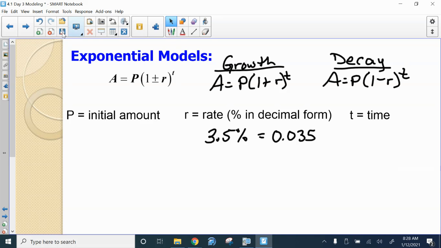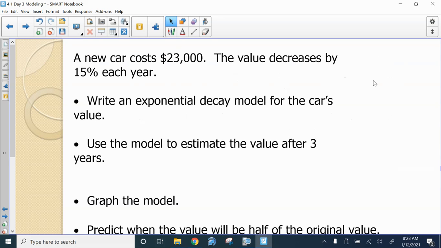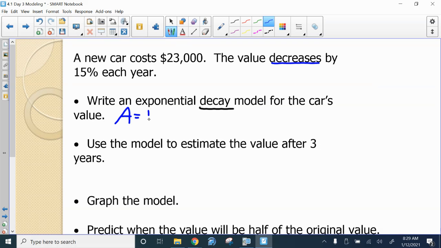All right, so let's take a look. It says on our first example, a new car costs $23,000. The value decreases by 15% each year. And it says write an exponential decay model for the car's value. So the generic model, it's decay. So we're already telling you to do a decay problem. They also told us that the value is decreasing. So that's our other hint that this is a decay model. So the generic model looks like this. A equals P, 1 minus R to the T.